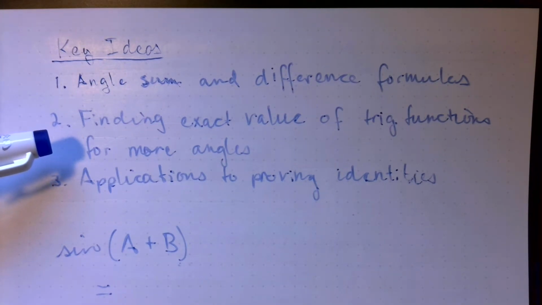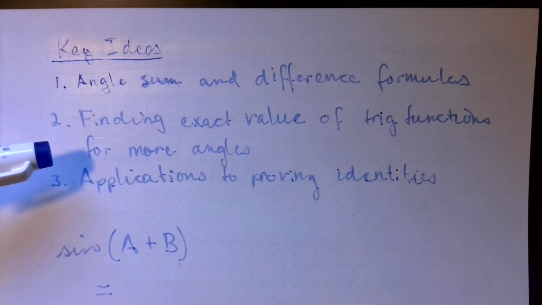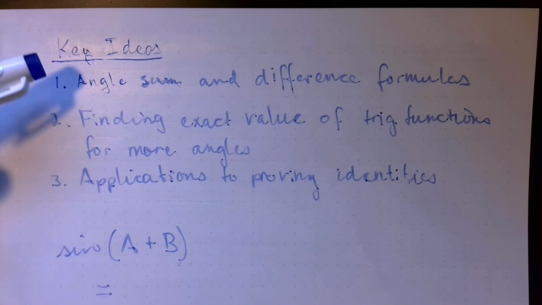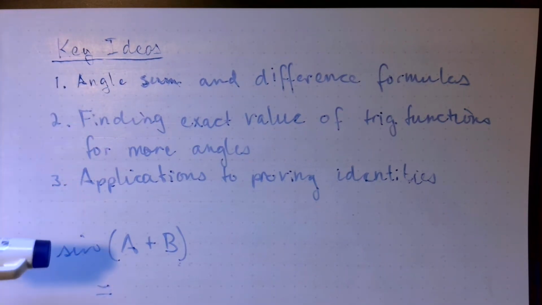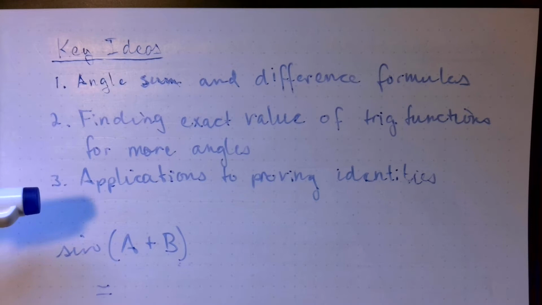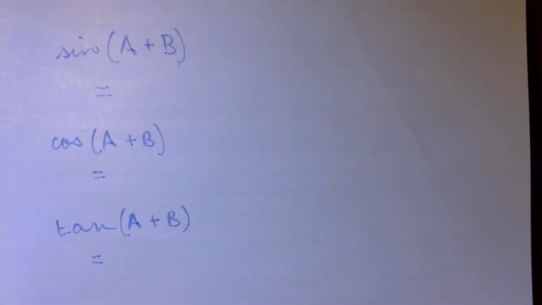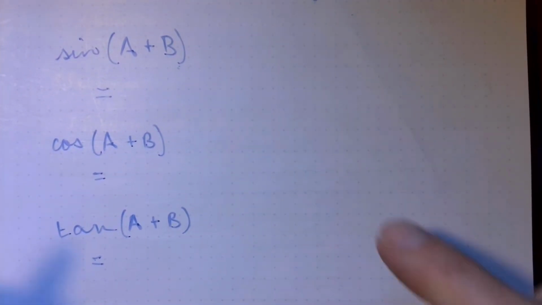If you remember back to some of our previous videos, we can work out the exact value of sine, cosine, and tangent for things that show up in special triangles like 30 degrees, 45 degrees, 60 degrees. We're going to extend what we can do using these sum and difference formulas, and we're going to apply these formulas to proving some identities. So let's get into it here and look at these angle sum and difference formulas.